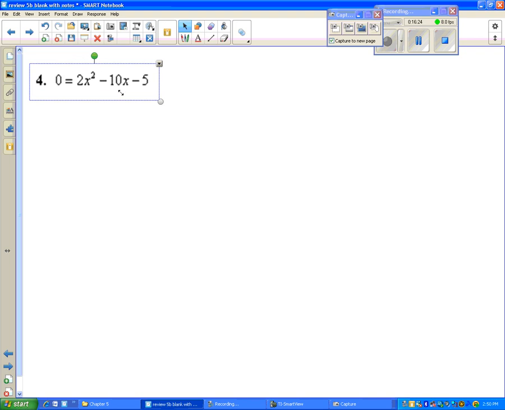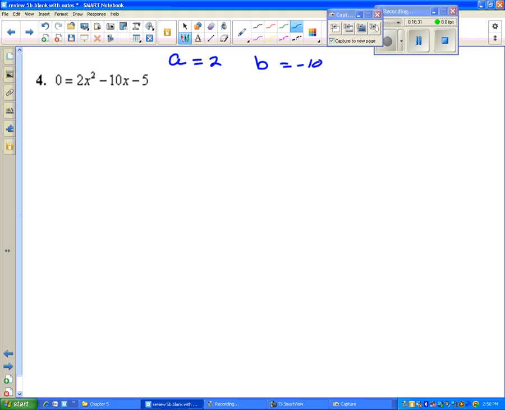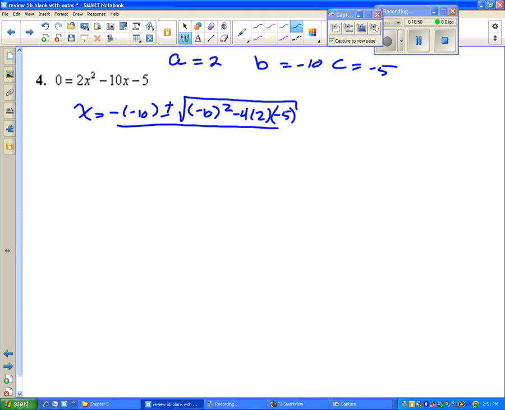So number 4. Quadratic formula, A is 2, B is negative 10, C is negative 5. So I'm going to say x is equal to negative 10 plus or minus the square root of negative 10 squared minus 4 times 2 times negative 5, all over 2 times 2. It's the ugliest 10 I've ever drawn. That's a negative 10. All right.